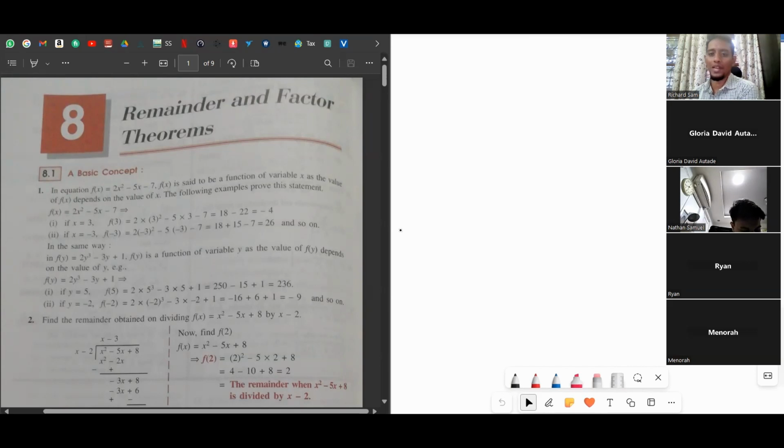Now, if I give you two expressions and I tell you to divide them, for example, x square minus 5x plus 8, and if I tell you to divide this with another expression like x minus 2, and I ask you not to give me the quotient, but to give me the remainder. You know what's quotient and what is remainder?